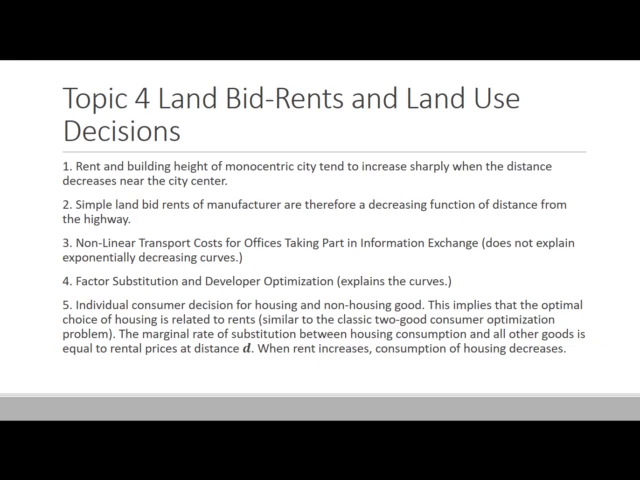manufacturers. And for this one, we basically just say that the bid rent for manufacturers tends to be a decreasing function of the distance from the highway. Because if you assume that manufacturers need to rely on the highway to transport their products to other parts of the country, then the transportation cost will be lowest when they are exactly at the exit or entrance to the highway. And when they are further away from the highway, then the transportation cost increases linearly.